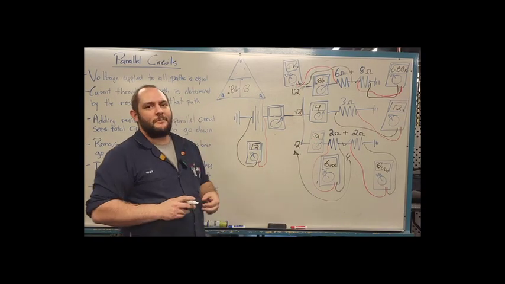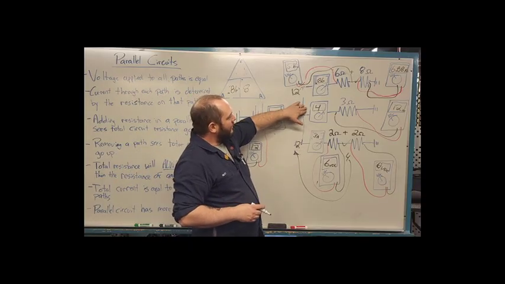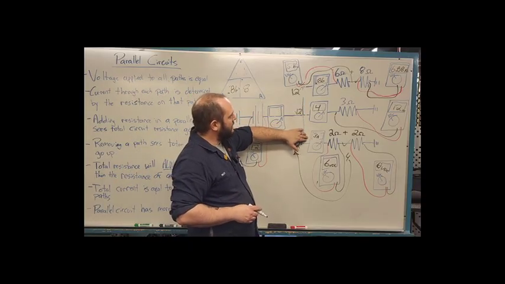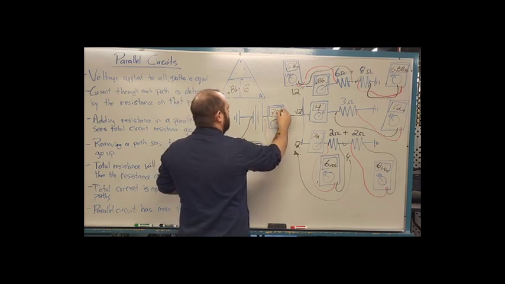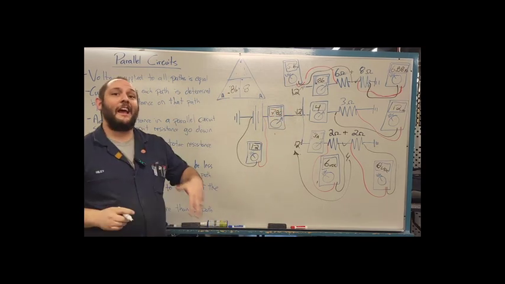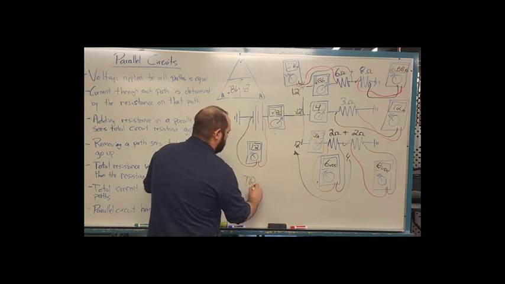We have 2 more steps to do to complete this equation. We're going to come up with the sum of all of our amperages. 4 plus 3 plus 0.86 will give us 7.86 amps, leaving that battery and returning to that battery. The final step is to figure out our total resistance.